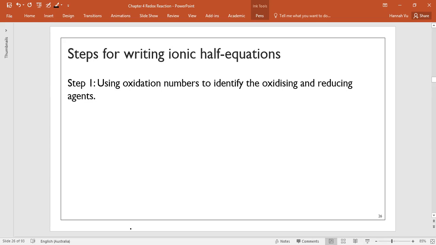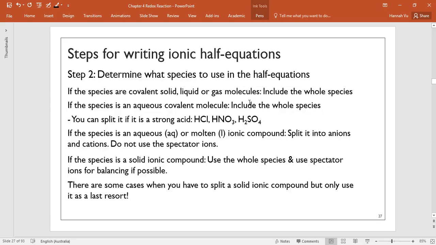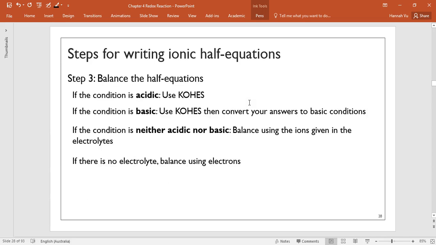You always want to start by using oxidation numbers to identify the oxidizing and reducing agents. You also want to quickly consider whether there's anything in the equations that you can split in terms of what species you should use. We'll discuss this when we get to the specific examples. And lastly, with balancing half equations, you can use CHOHES if you have an acidic condition, a basic condition, or when the condition is neither acidic nor basic. There are a few other things that you do have to do.